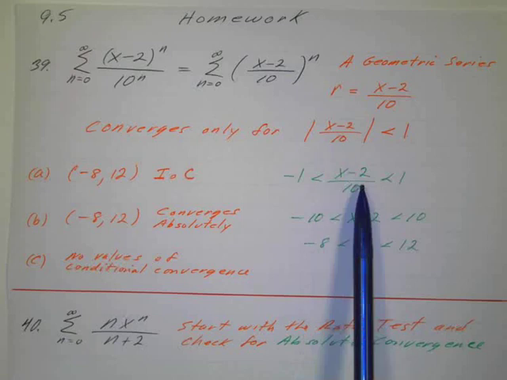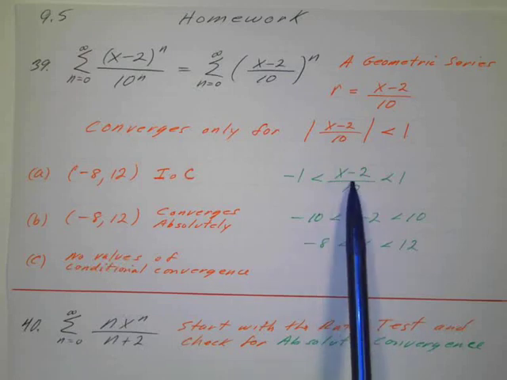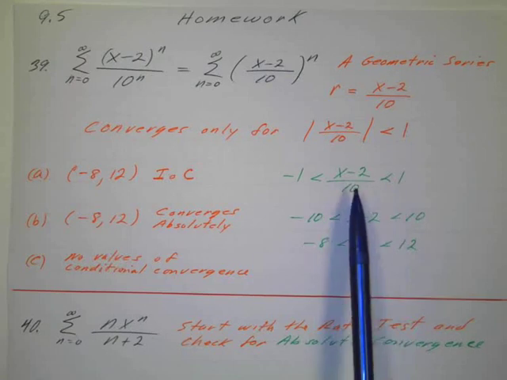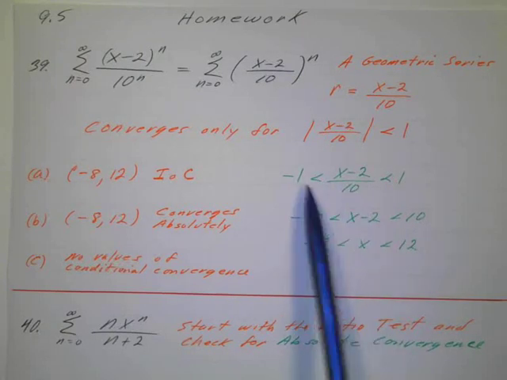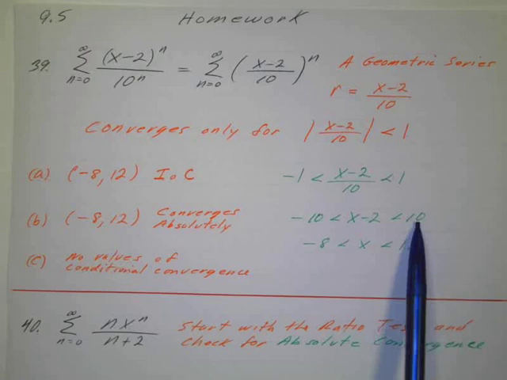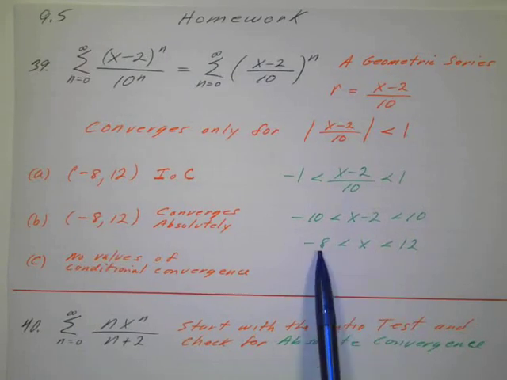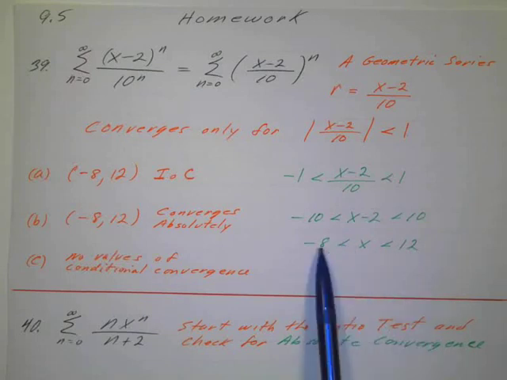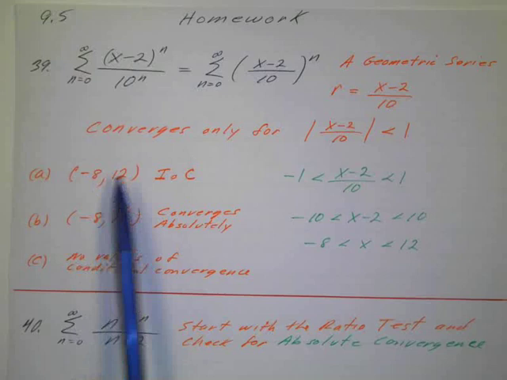So the absolute value, that's going to be −1 less than (x − 2) over 10 less than 1. And then we can multiply everything by 10. So we get −10, x − 2, and 10. Then add 2, and we get −8 is less than x, which is less than 12. So here's my interval of convergence, −8 to 12.